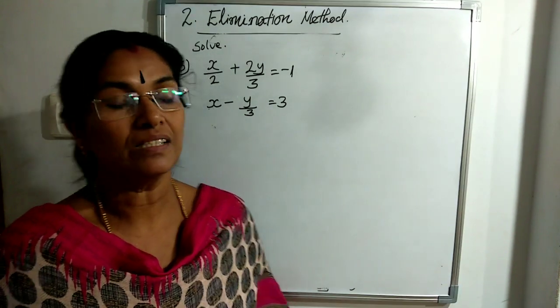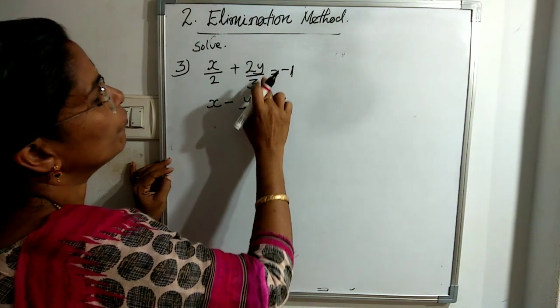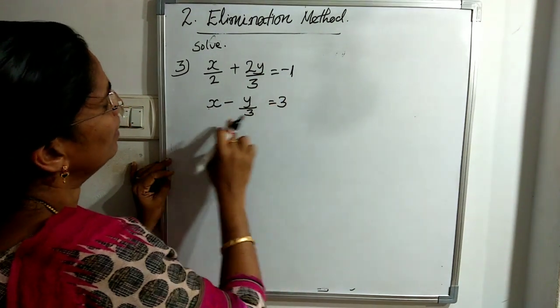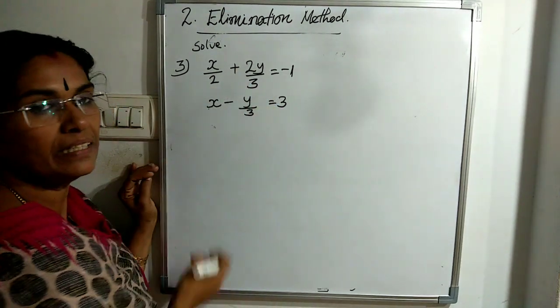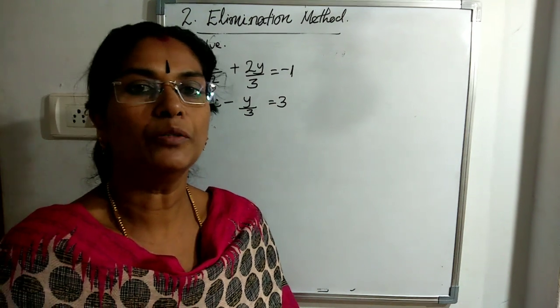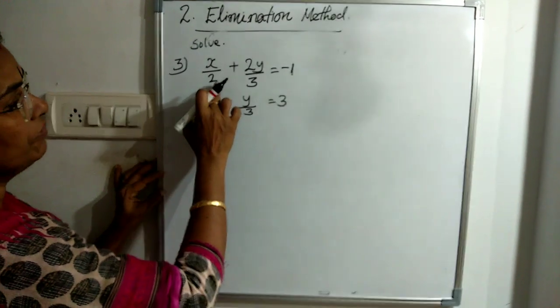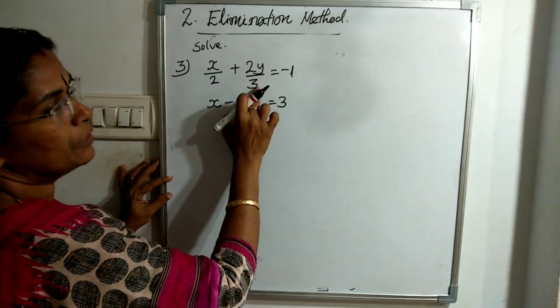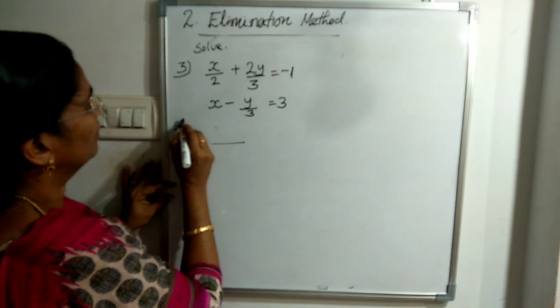Our third question is solved by the elimination method. x/2 + 2y/3 = -1 and x - y/3 = 3. See, fractions are coming. When the question has fractions, you have to change the fractions first. The denominators are 2 and 3, so 6 is the LCM.